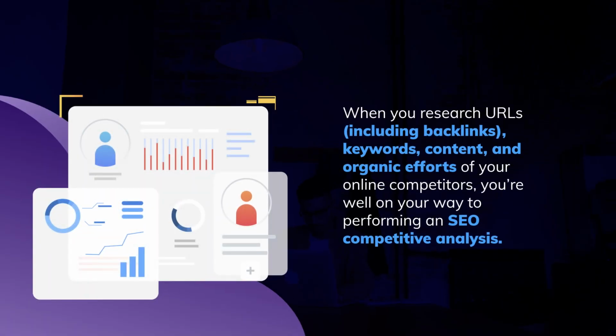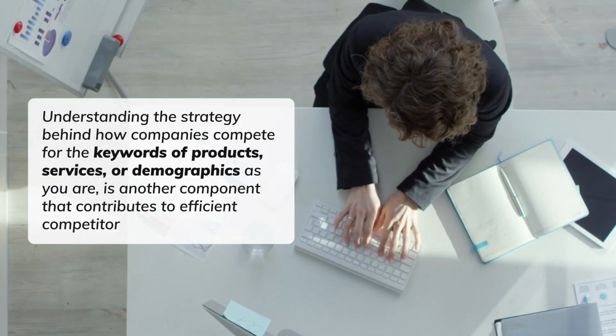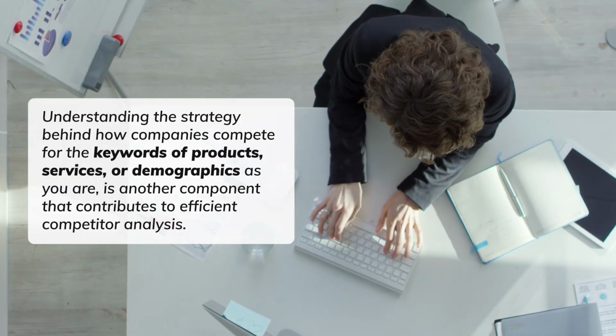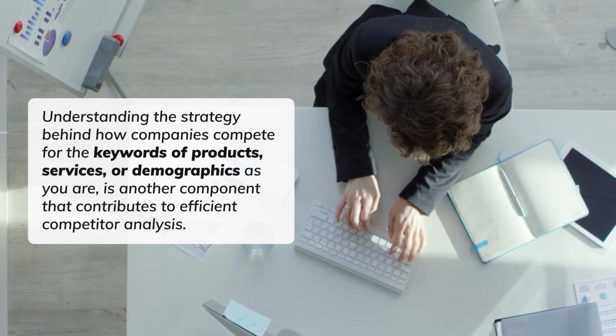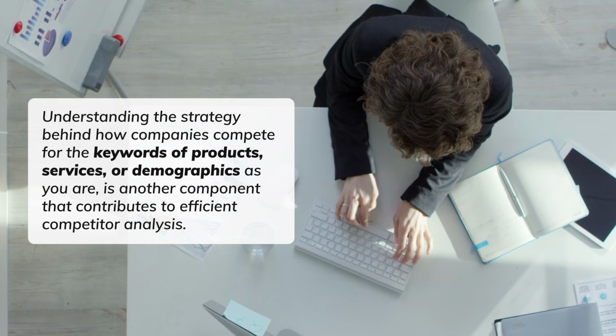When you research URLs, including backlinks, keywords, content, and organic efforts for your online competitors, you're well on your way to performing an SEO competitive analysis. Understanding the strategy behind how companies compete for the keywords of products, services, or demographics as you are is another component that contributes to efficient competitor analysis. And yes, you can outrank them by using an enhanced version of their strategy.